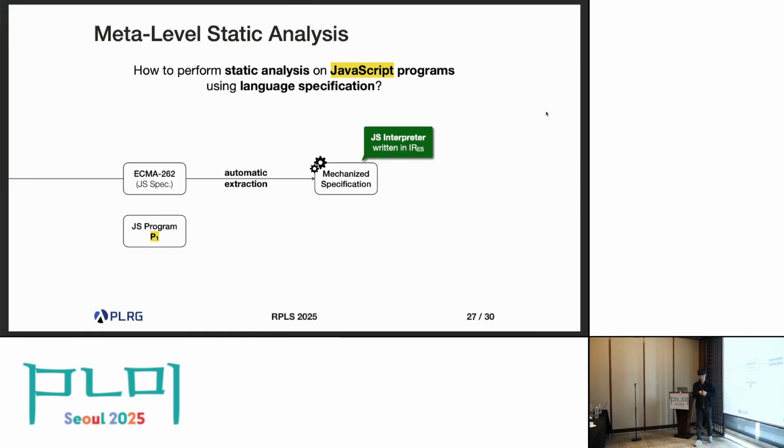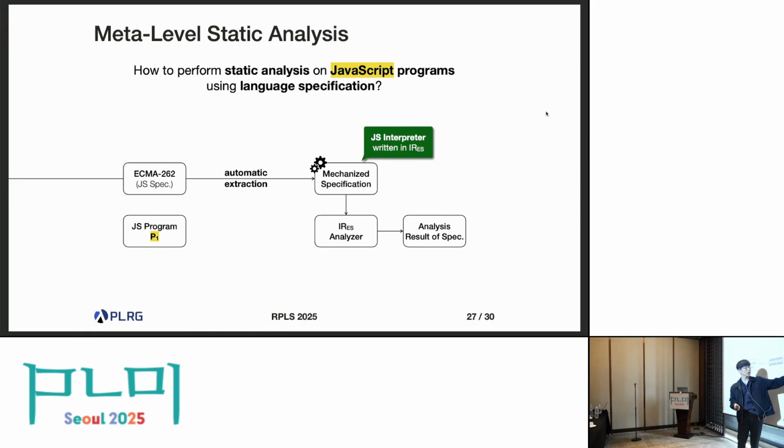I said that this is the JavaScript interpreter written in our meta-language. Then if we have a meta-language analyzer, we can analyze this mechanized specification, and we get the analysis result of the specification. In other words, that analysis result just includes all the possible behaviors of the interpreter. But if we restrict the initial state based on this program, then that analysis result includes all the possible behaviors of the interpreter when it takes this program P1.